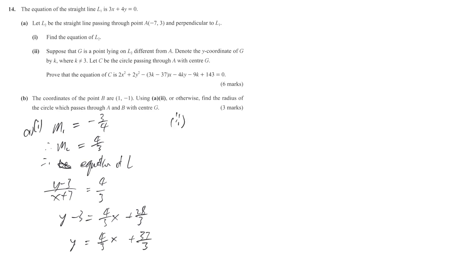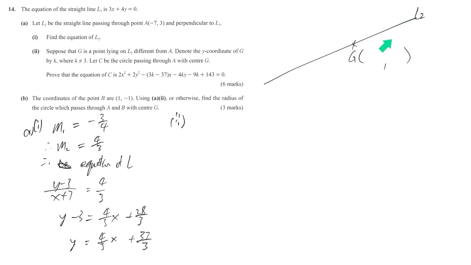And then in part 2, they say that G is a point lying on L2. So L2 maybe is like this, and then there is a point G on it. That means the x, y combination will fulfill this requirement. If you know the x coordinate of point G, you can get the y coordinate. In reverse, if we tell you the y coordinate, you can trace back what the x coordinate is, because it lies on this line.